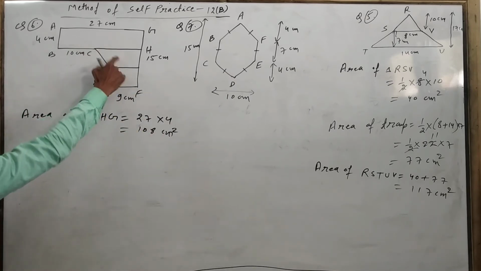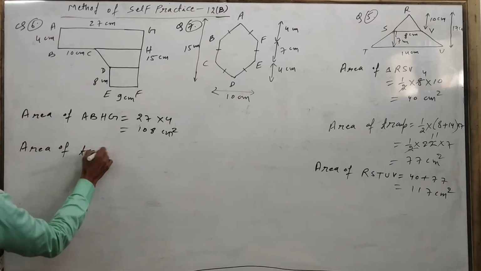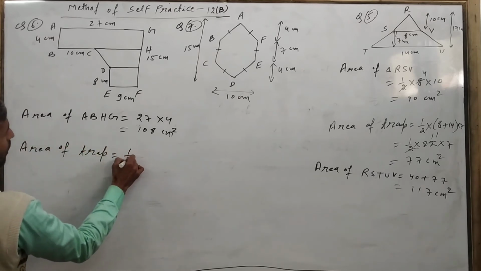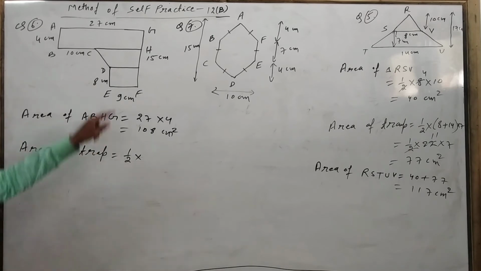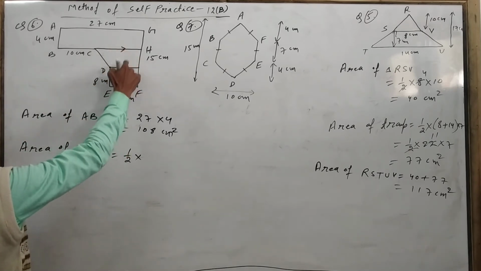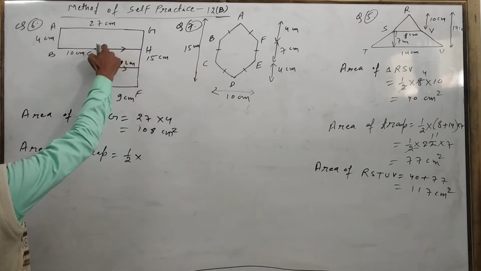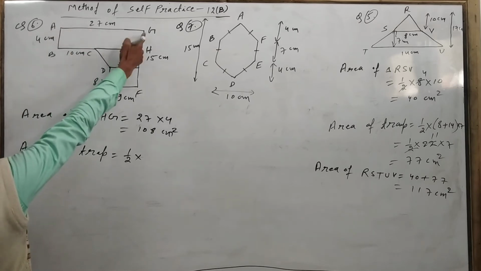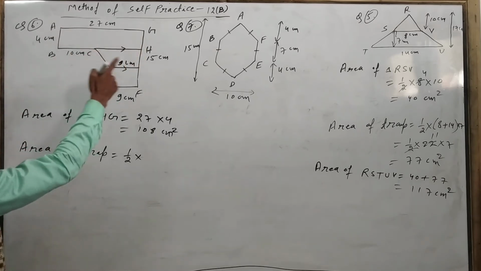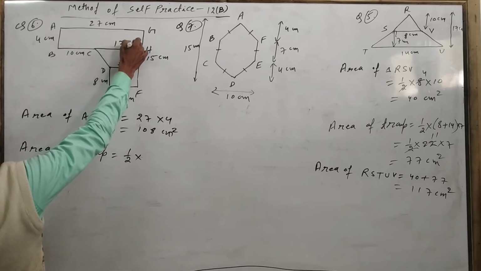Now we have to find the area of the trapezium. So the area of trapezium is equal to half into sum of parallel sides. So how much length will come for these parallel sides? This one is a rectangle side, so it is 9 centimeter. How will we find this one? Total is 27. Here 10 is there, so we will just subtract. Then it will come 27 minus 10, 17 centimeter.